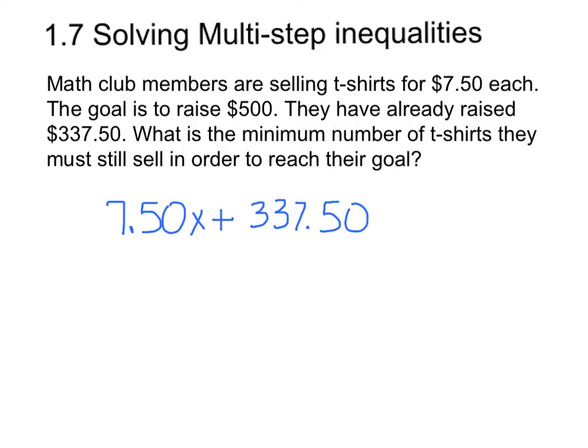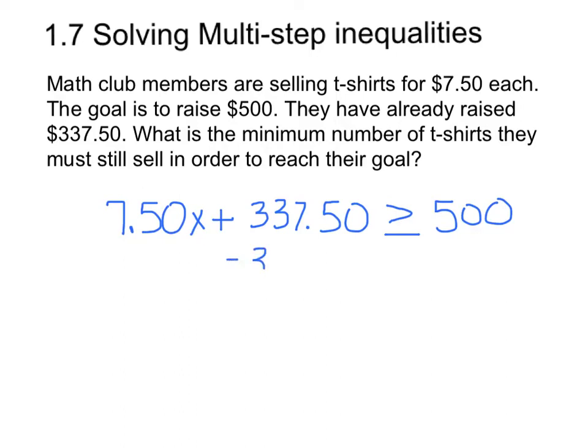So you have to understand that they don't have to raise exactly $500. They could raise exactly $500 or more. So the inequality that would represent exactly $500 or more, because they have to have at least $500, is greater than or equal to $500. Now, when you solve an inequality, you're going to treat it just like an equation. You're going to follow the same steps to solve as you would an equation.